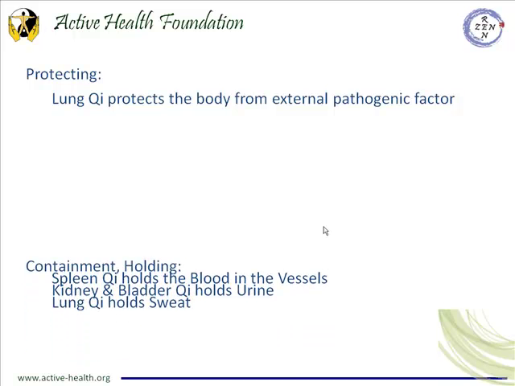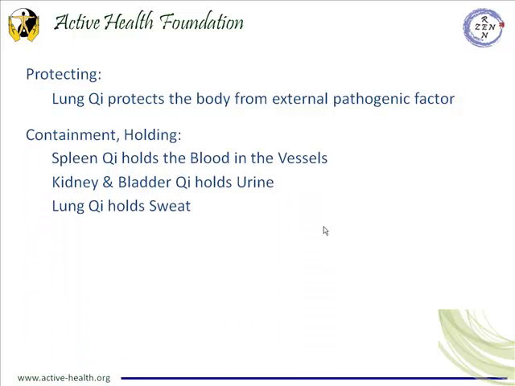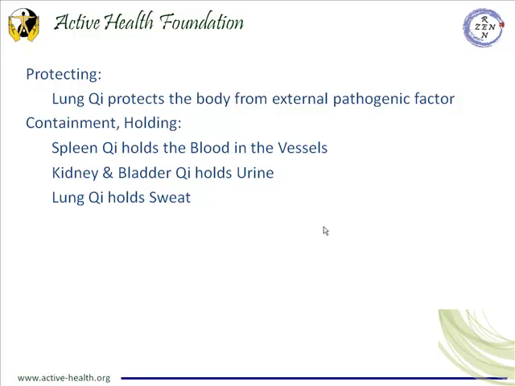The next function of Qi we have is containment, or holding. And we learn here that the spleen Qi holds the blood in the blood vessels. So a disharmony of containment would be a person that bruises easily, or somebody who loses blood when they shouldn't. Kidney and bladder holds the urine in the bladder until it's time to release it. And the lung Qi holds the sweat. So this is a function of containing, and there are other examples as well. Raising is also a function of Qi, and this is a spleen Qi function in particular. It raises the organs, it holds the organs in their place.